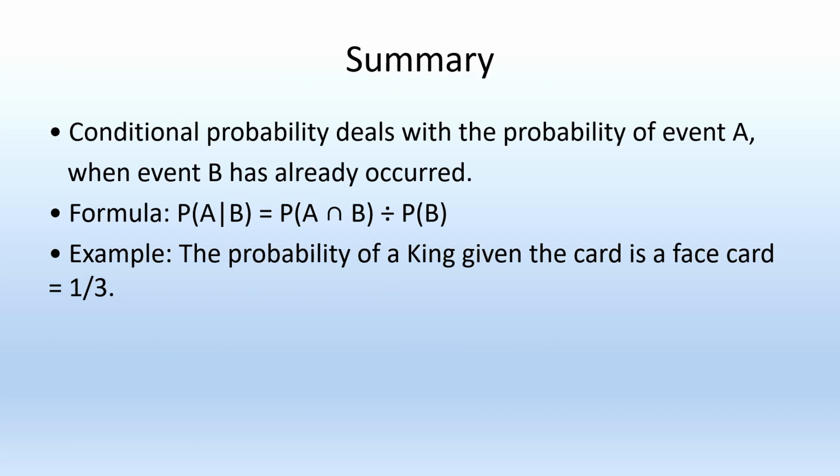So in summary, conditional probability deals with the probability of event A when event B has already occurred. And here's our formula. The probability of A given B is equal to the probability of the intersection of A and B, those two events, divided by the probability of the event B occurring. And in our simple example here, the probability of a king given the card is a face card is 1/3. So that was one of the examples we looked at.